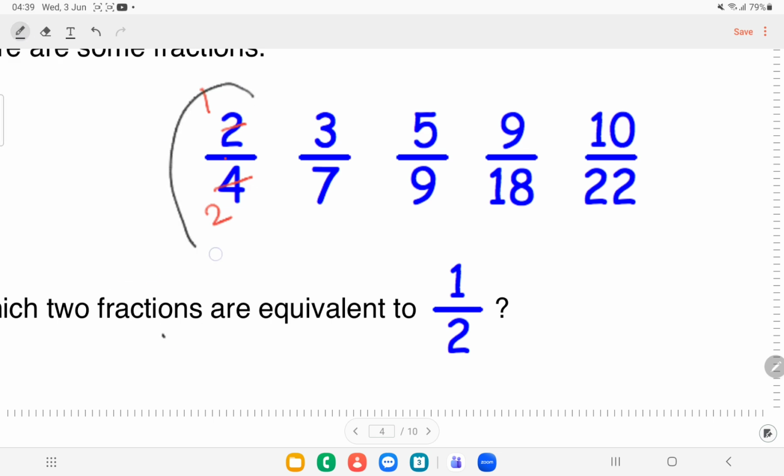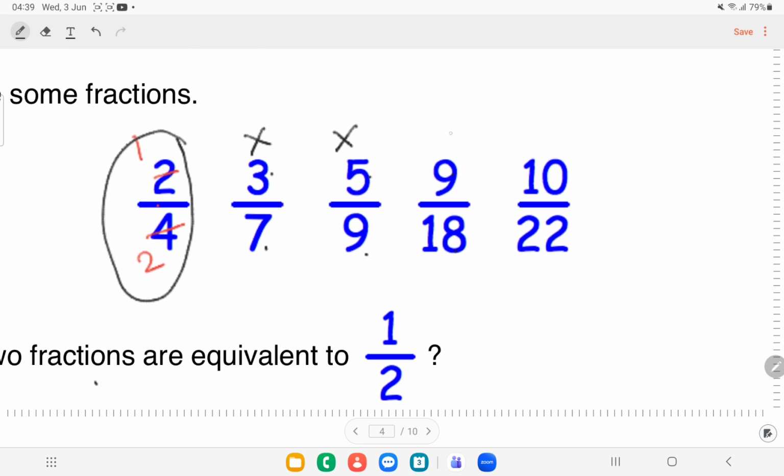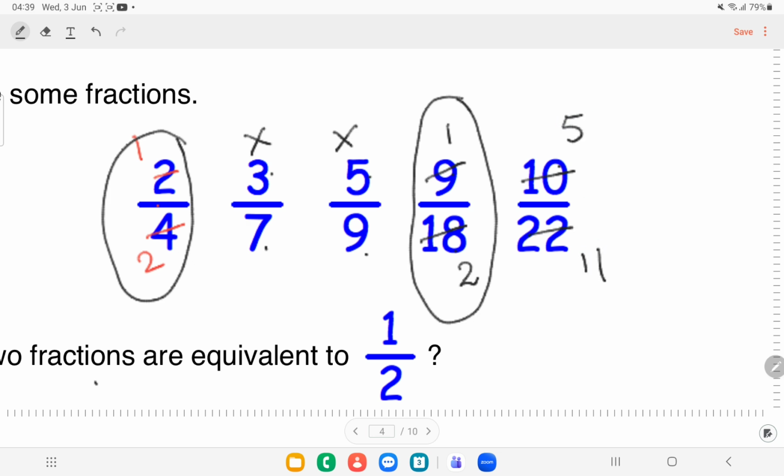This is the first answer. Now 3 over 7, we cannot simplify. 5 over 9, 5 is a prime number, we cannot simplify. 9 over 18, you know, 9 1s are 9 and 9 2s are 18. 1 over 2. So this is my answer. And 10 over 22, both are divisible by 2, both are even numbers. 2 5s are 10, 2 11s are 22. But the answer is not 1 over 2, so we cannot circle it.